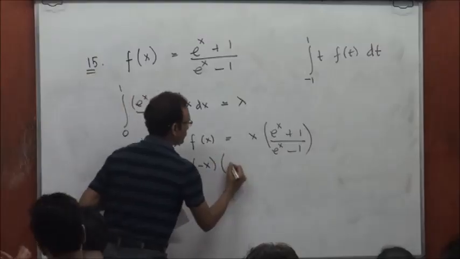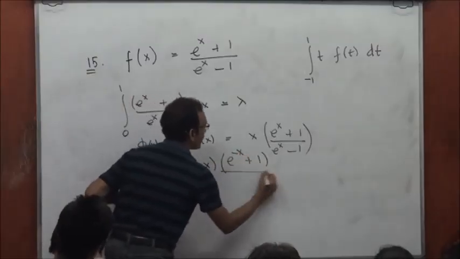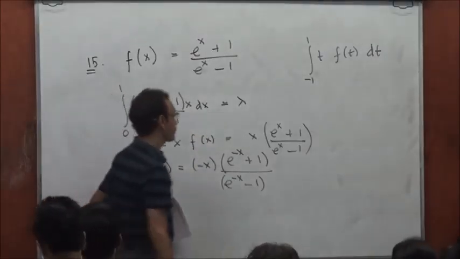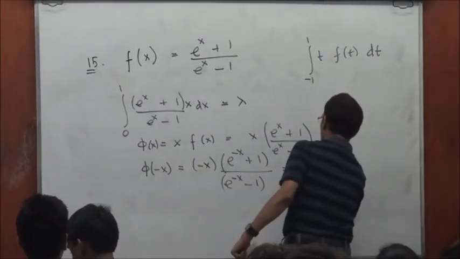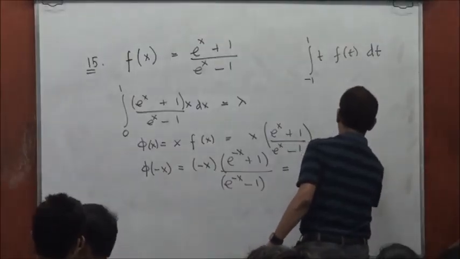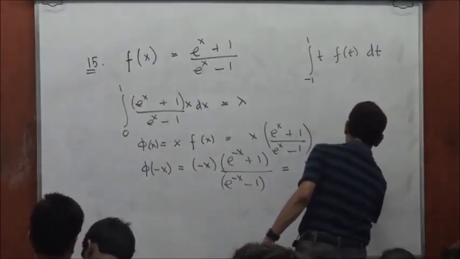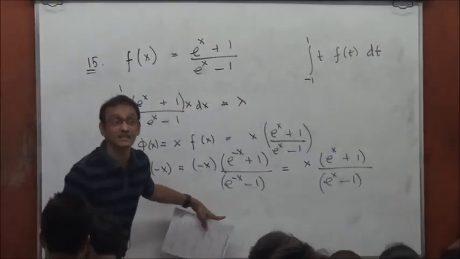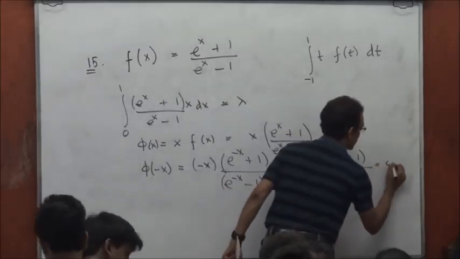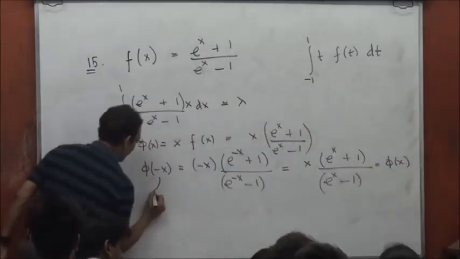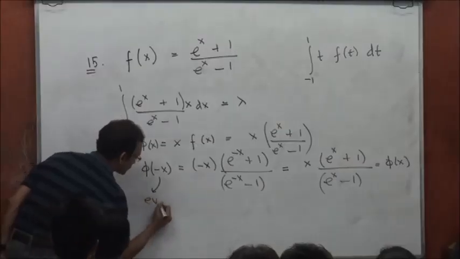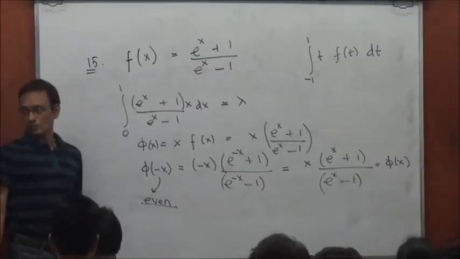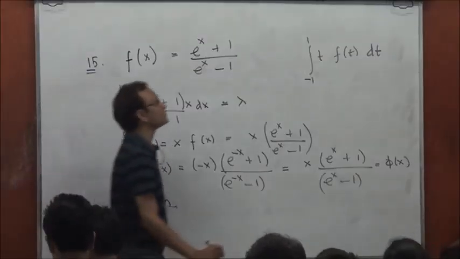Minus x into e power minus x plus 1 divided by e power minus x minus 1, yes or no? Which you realize is going to be x into e power x plus 1 divided by e power x minus 1 when I use the minus sign. So f of minus x is the same as f of x. So f must be an even function. Yes or no? f then is an even function of x.